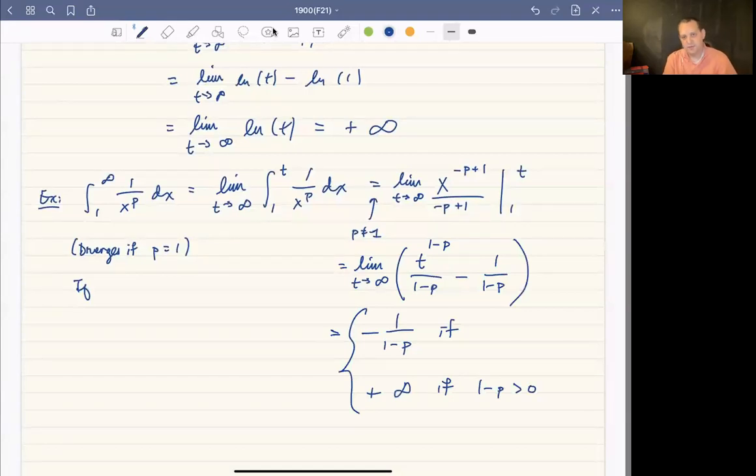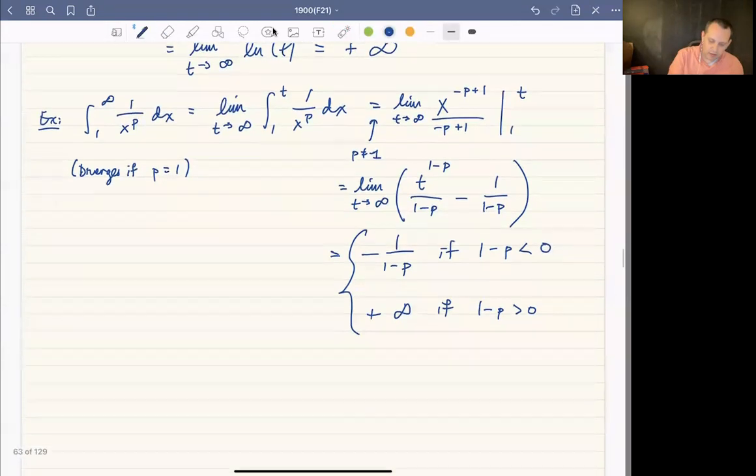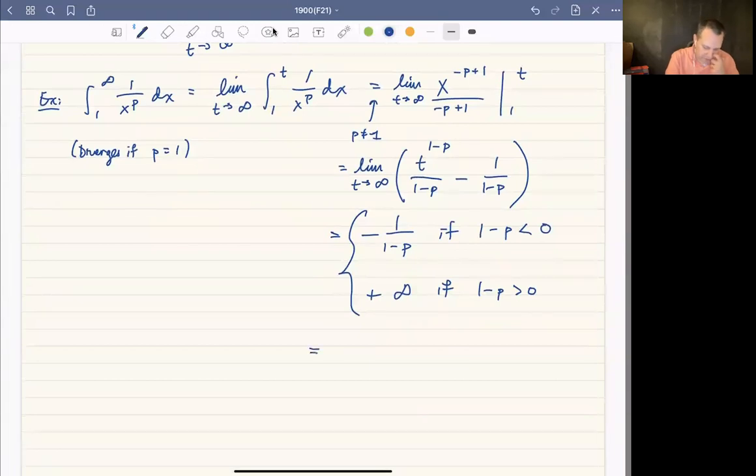If we have a negative exponent, okay, then this is going to go to negative 1 over 1 minus p. And we know that if p is equal to 1, we also know what happens, right? We know that this integral diverges because we just did that. And so it turns out that this is going to converge. So this converges.